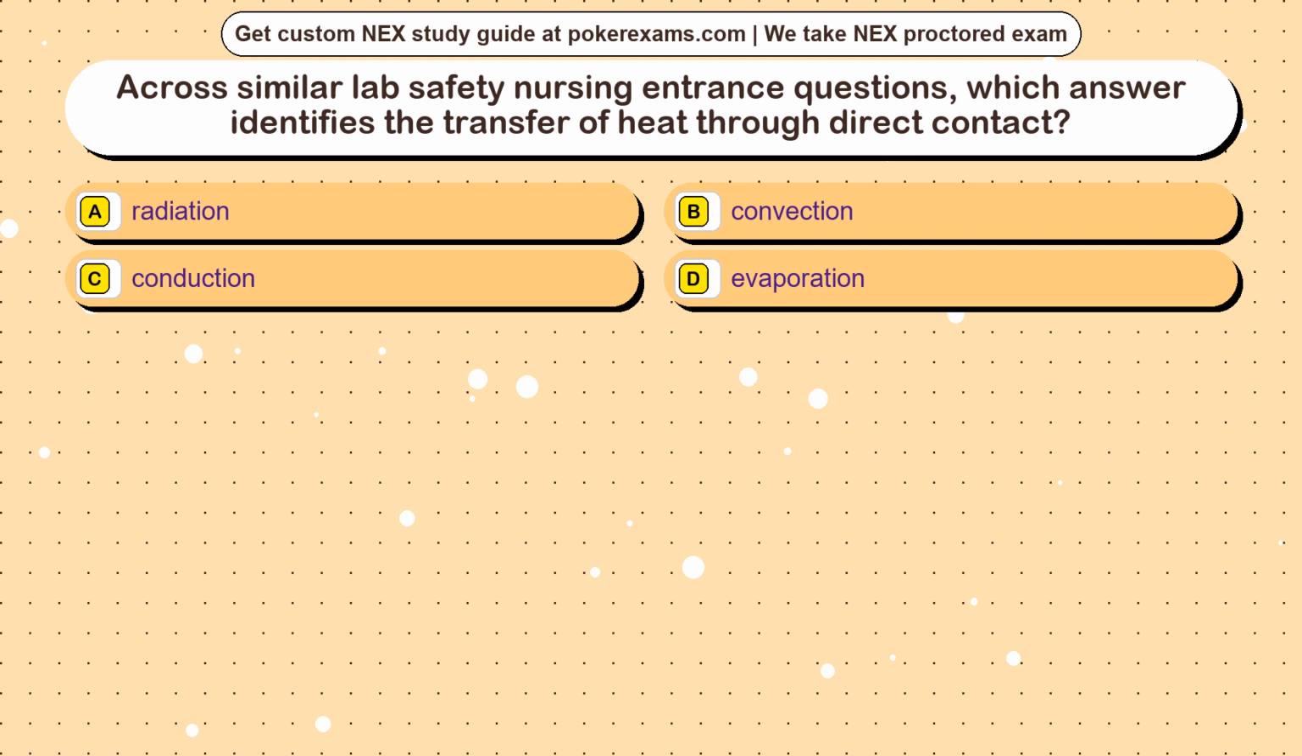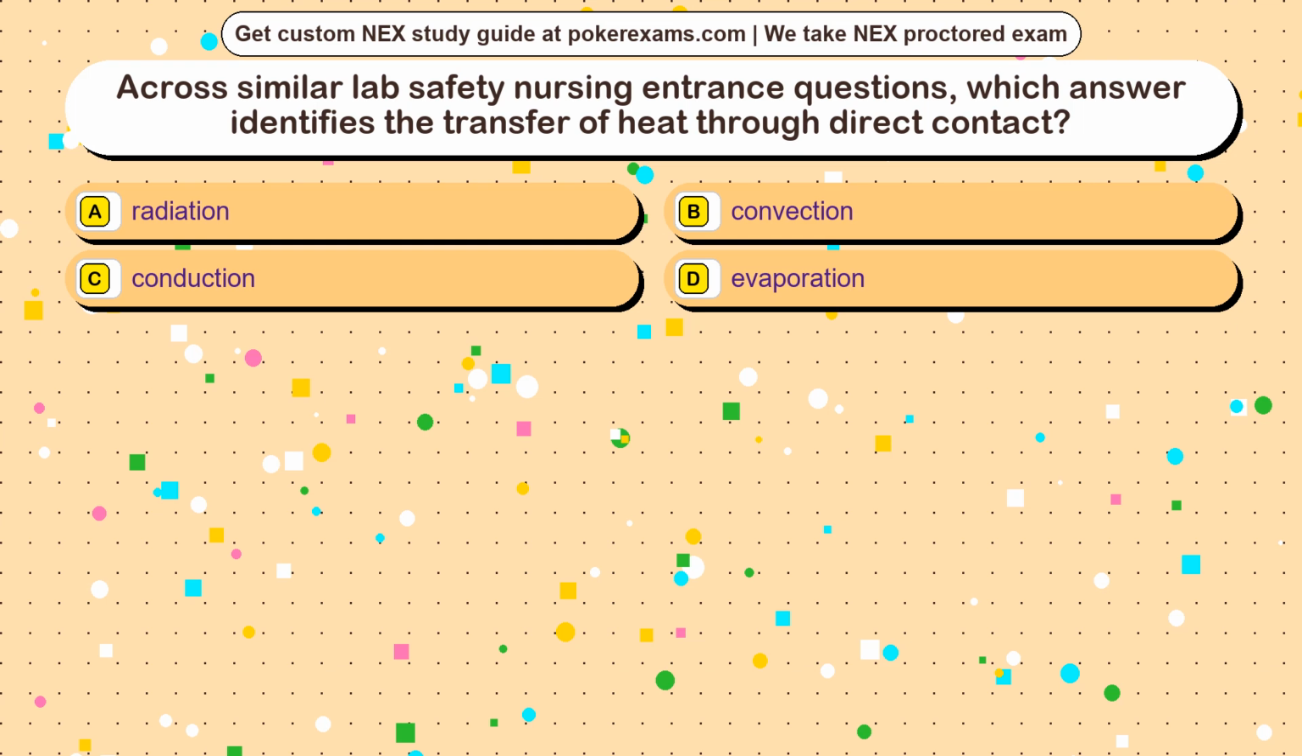Question 20. Across similar lab safety nursing entrance questions, which answer identifies the transfer of heat through direct contact? Option A, radiation. Option B, convection. Option C, conduction. Option D, evaporation.